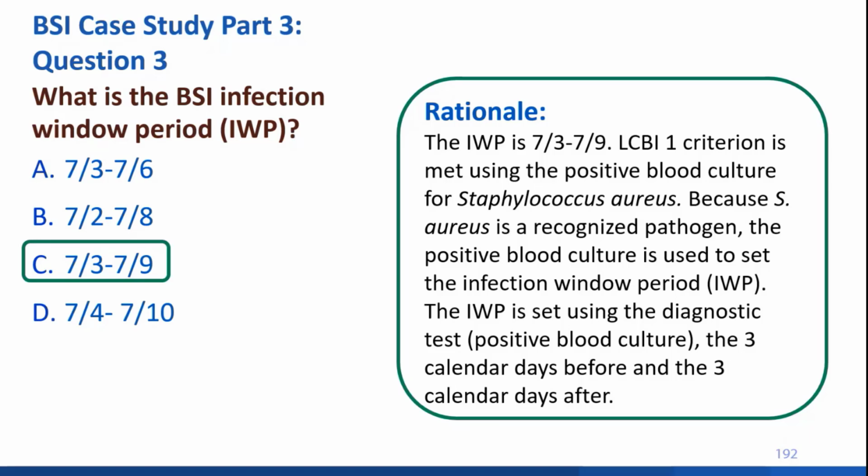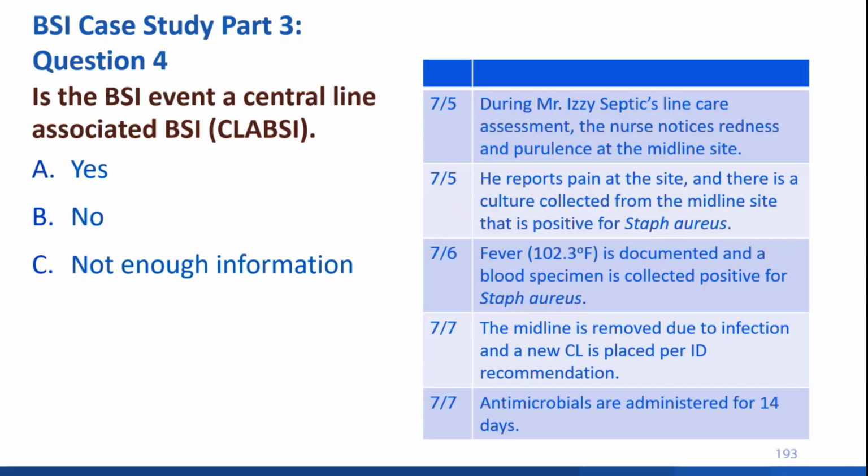Question 4. Is the BSI event a central line associated BSI? A for yes, B for no, C, not enough information.